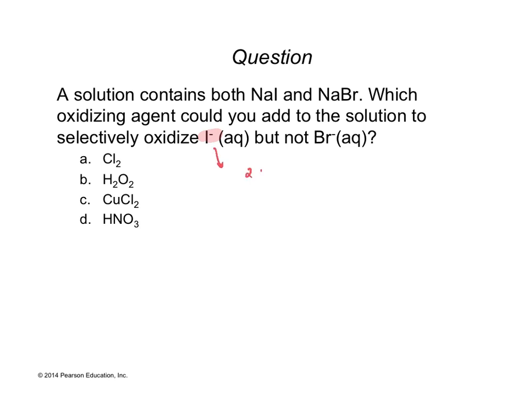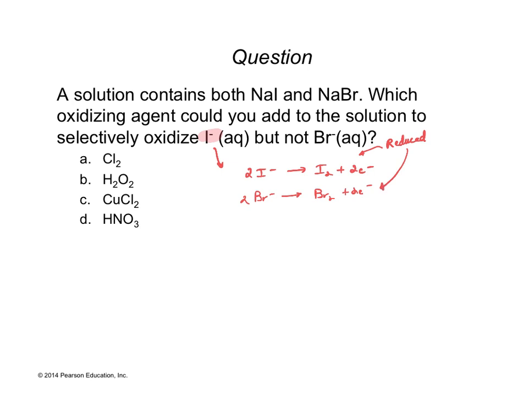This would be given by 2I minus going to I2 plus 2 electrons, versus the oxidation of Br minus. Same thing, oxidation of bromide leads to Br2 plus 2 electrons. So what they're looking for is something that would selectively oxidize this, right? If it's selectively oxidized, it would be reduced. So we're looking for something that would be reduced if it reacted with iodide, but would not if it reacted with bromide.